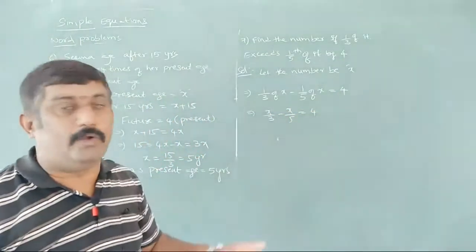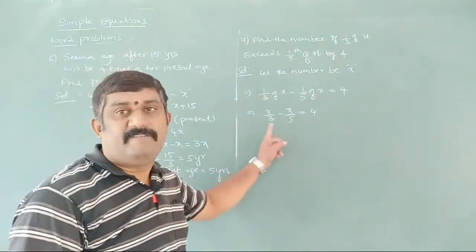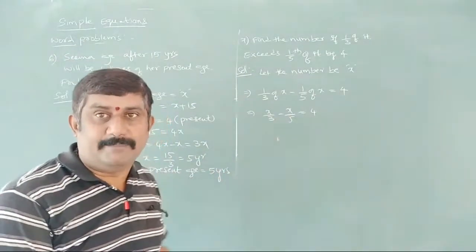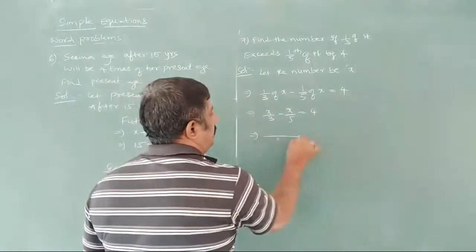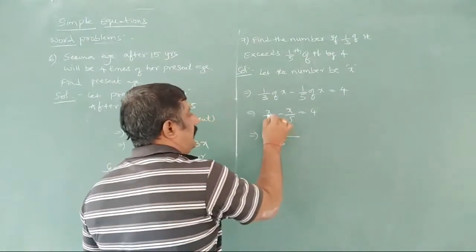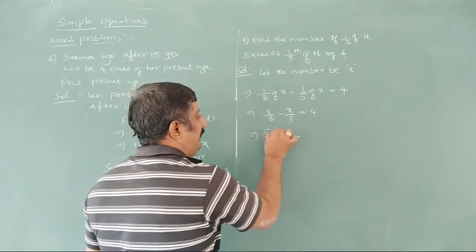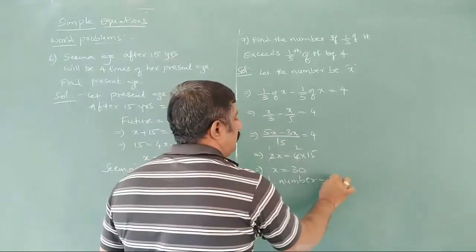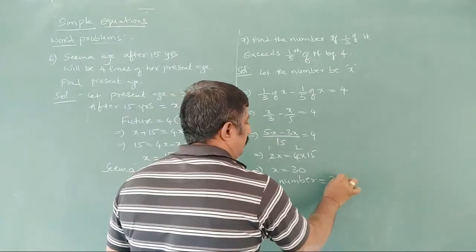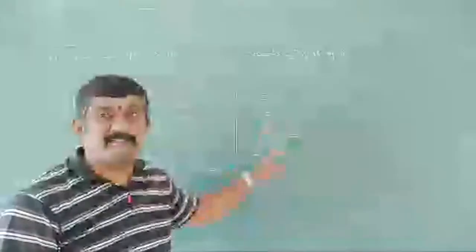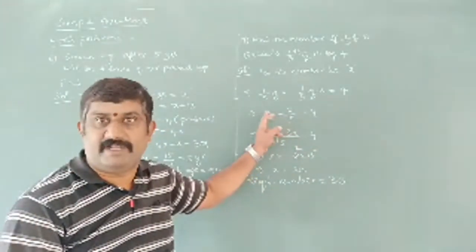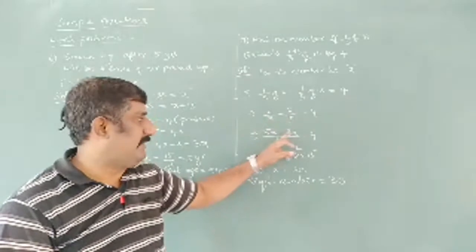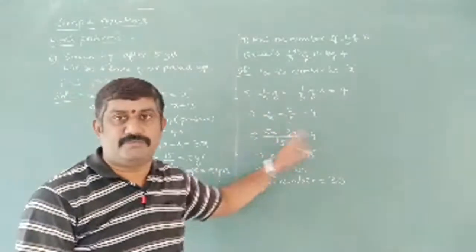And already we know how to subtract fractions by taking the LCM. How much is it? 3 5s are 15. So (5x minus 3x), taking LCM, it is giving us 15. Why? Because these both are prime numbers, so we can directly multiply. (5x minus 3x)/15 is equal to 4.